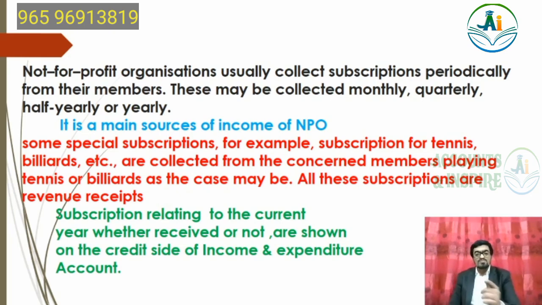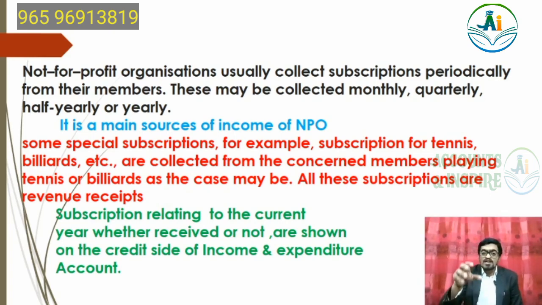Okay, so these are the main sources of income. And some special subscriptions are there that do not need to be paid by everyone. For example, a subscription for tennis or a subscription for billiards. This subscription amount is collected from the concerned members only. All these subscriptions are also recorded in your income and expenditure account, on the income side.